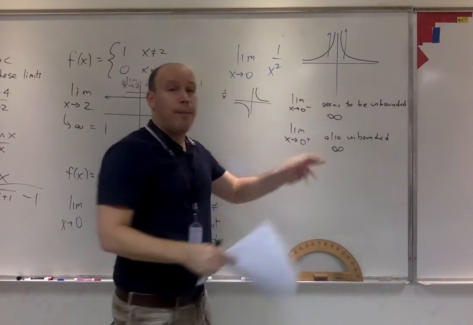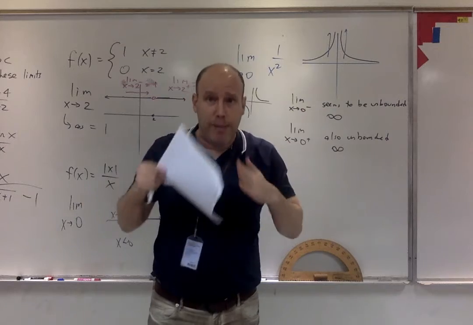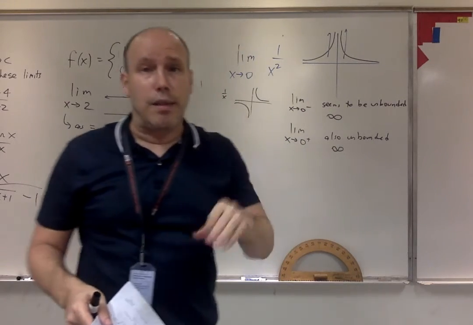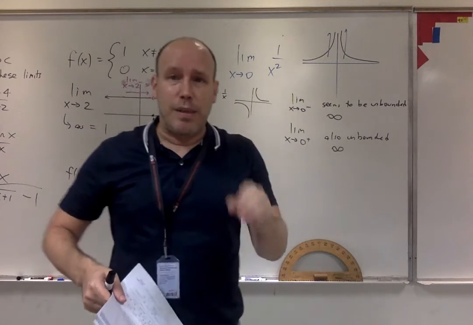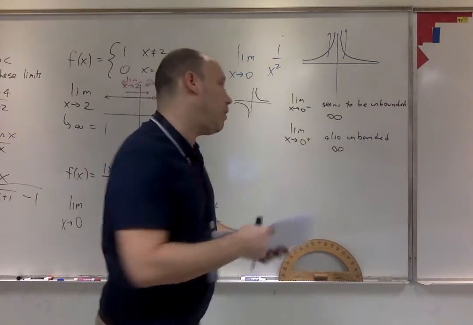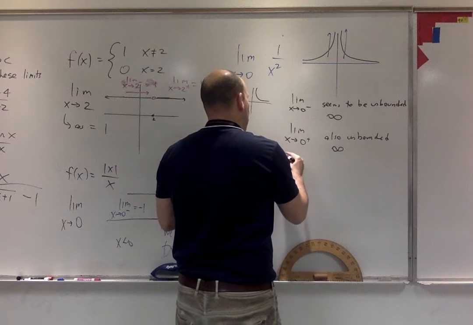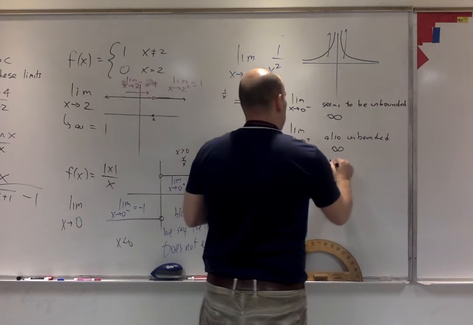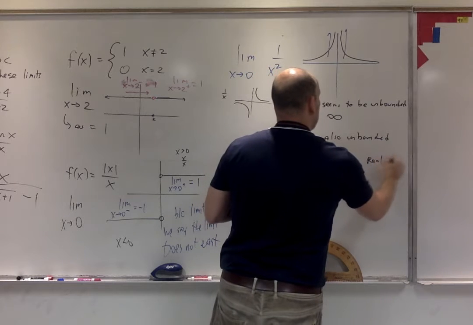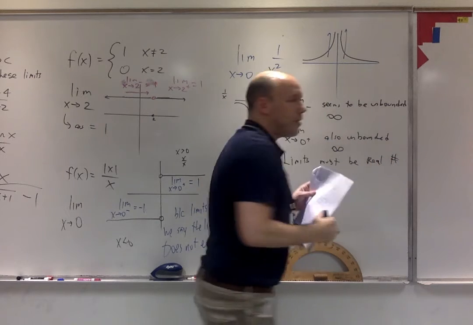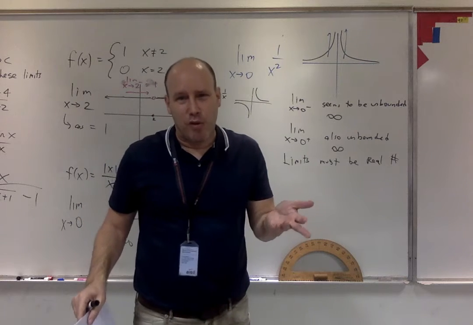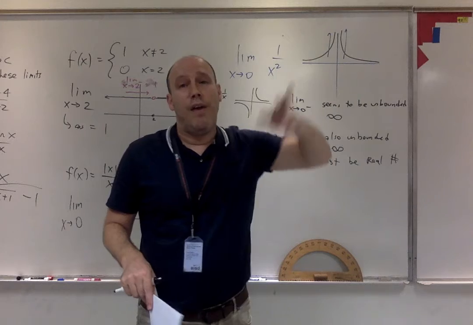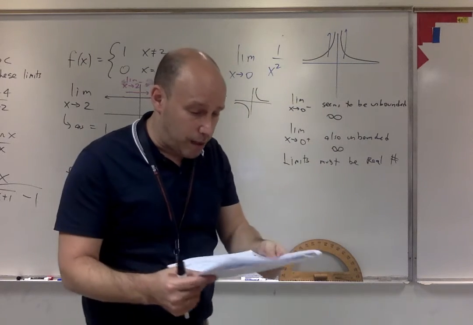Now, you might say, hey, Mr. Adler, they're both going to the same infinity. It doesn't matter. If a limit is unbounded, it does not exist. In this class, limits have to be real numbers. Limits must be real numbers. You know, this summer I took a class in complex numbers. It needs to be a number. It just can't be infinity. If it goes to infinity, the limit does not exist.